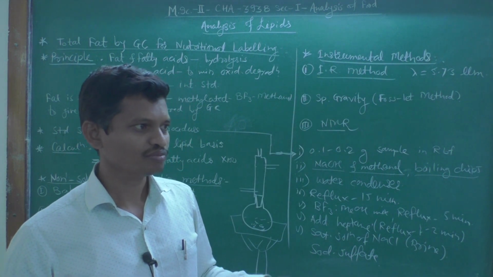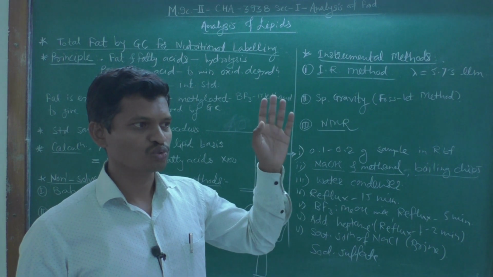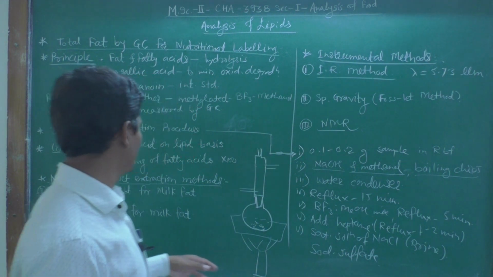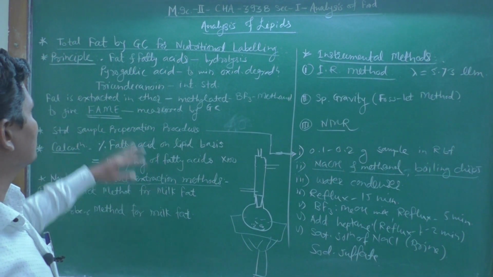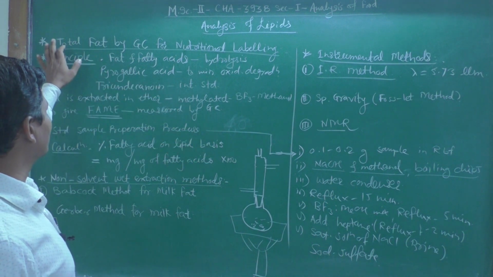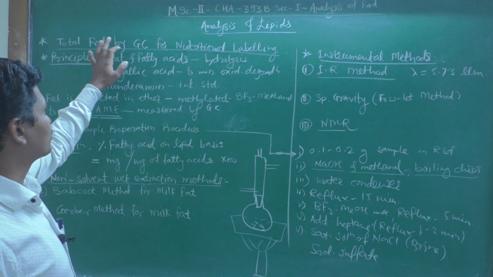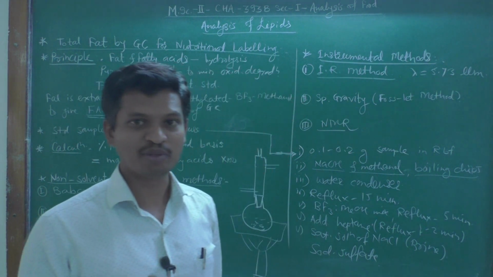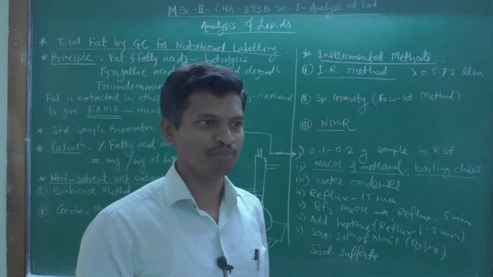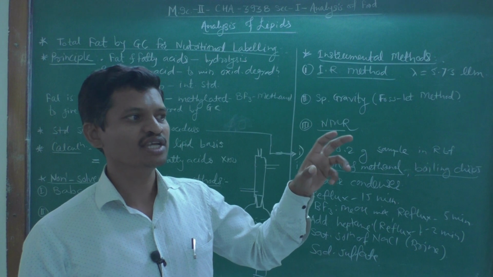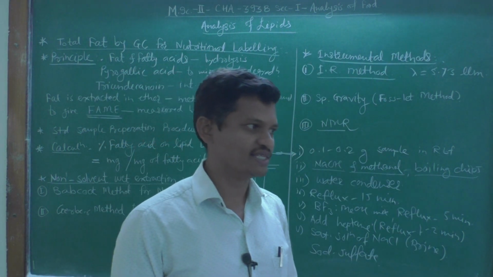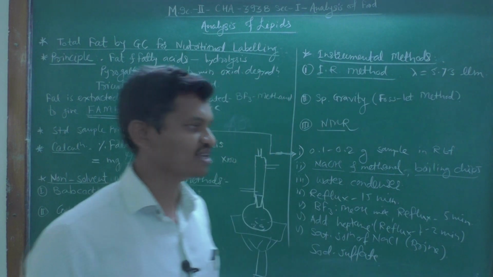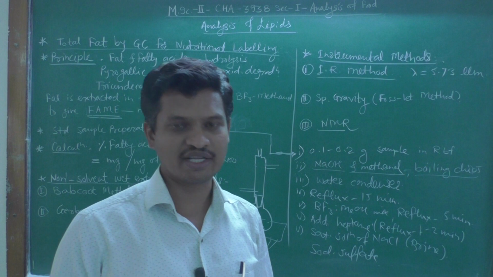Then decant that heptane layer and allow it to evaporate at room temperature, and then at high temperature. This is the standard sample preparation method for total fat by GC, that is gas chromatography. Then add a specific amount of the material prepared by this method into the GC column, and the gas chromatography system will give you the detailed analysis of that fat. That's why this is necessary for nutritional labeling on food product packaging.